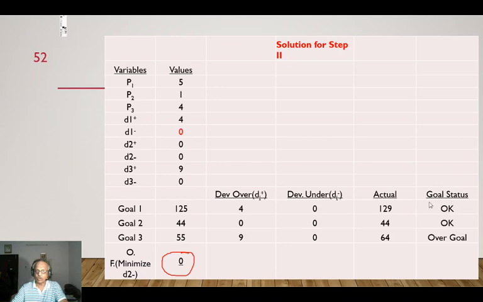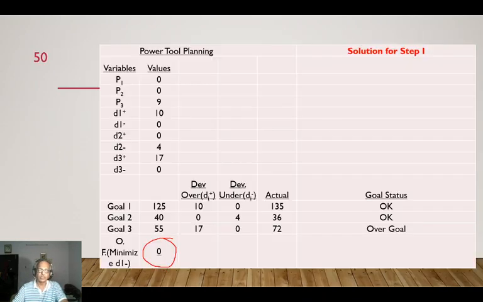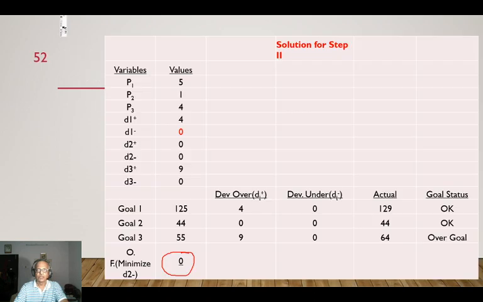And if you look at goal 1, goal 2, goal 3, all results are given here. And here you see the product combination 5, 1, 4, whereas the previous one was 0, 0, 9. So as you go from step 1 to step 2 to step 3, the values of the decision variables are also changing, as well as the values of the goal status.